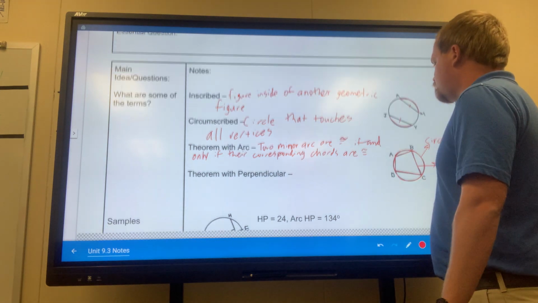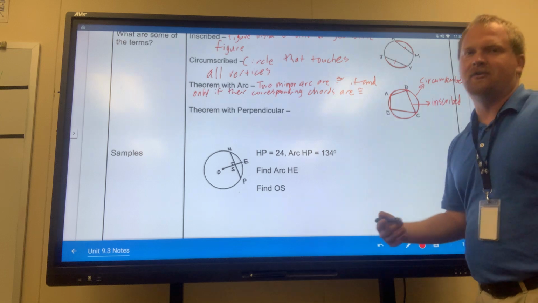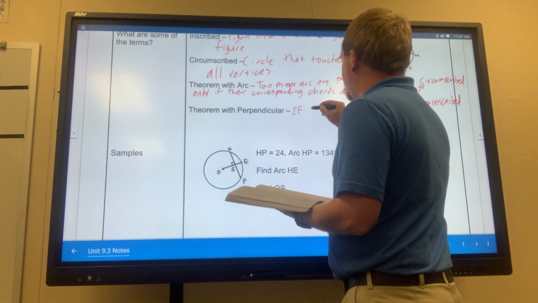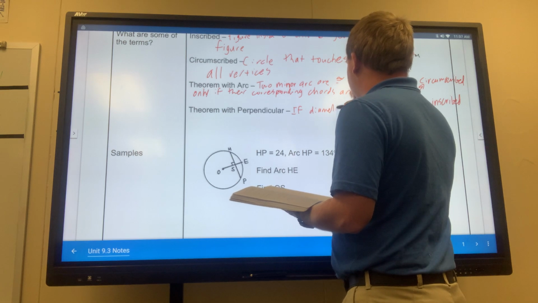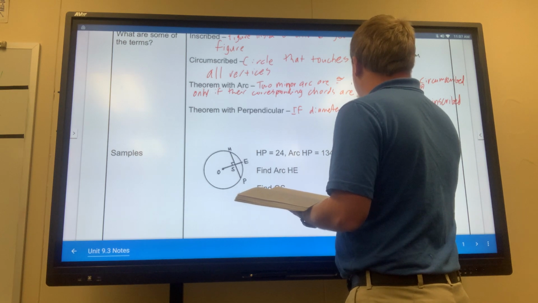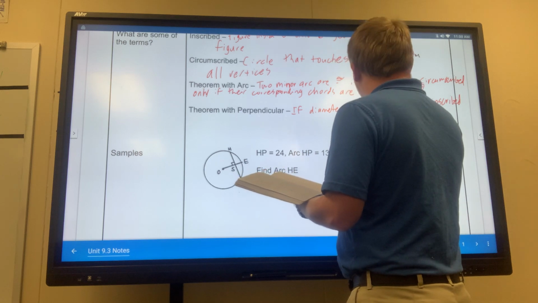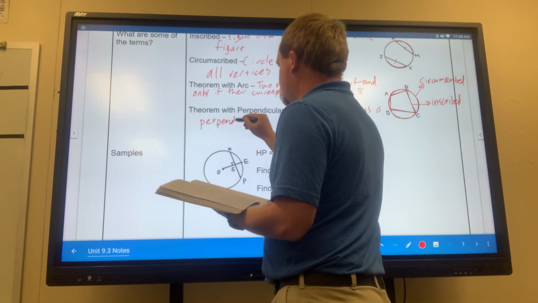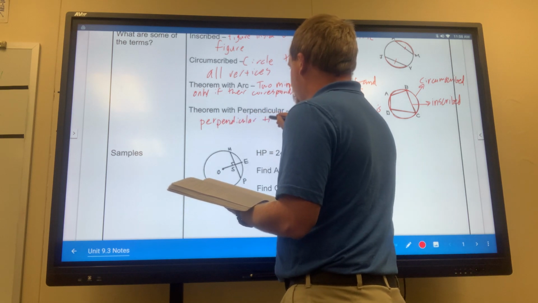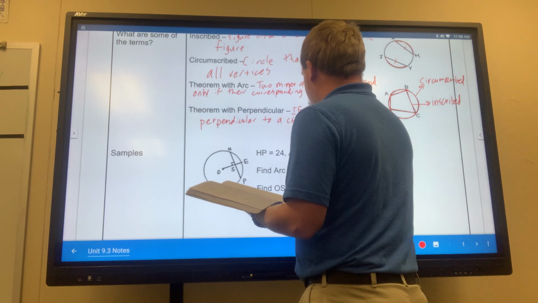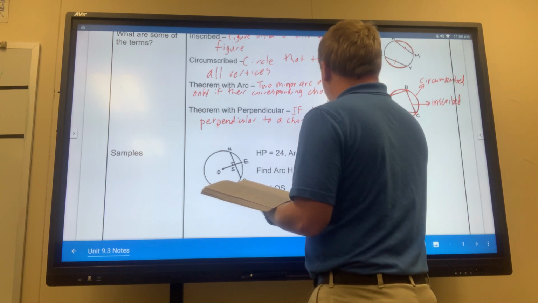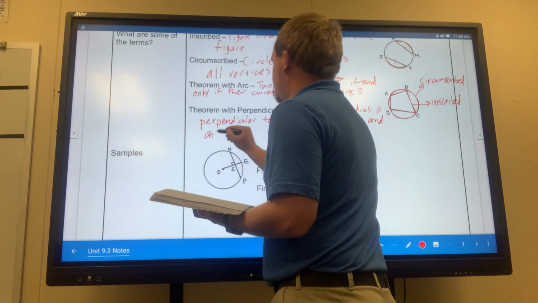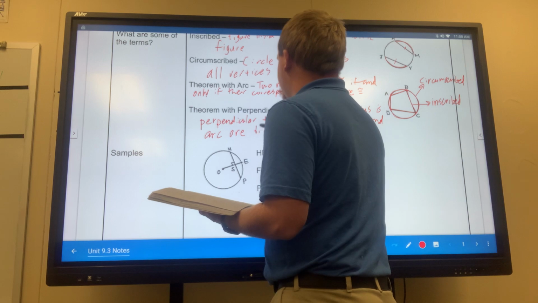Now, we do have a theorem when it comes to perpendicular. If a diameter or radius is perpendicular to a chord, both the chord and the arc are bisected.